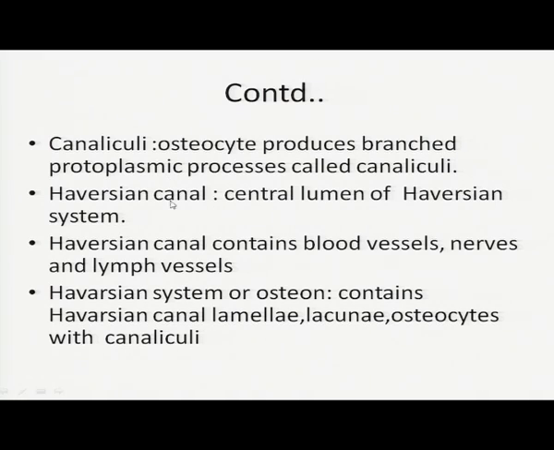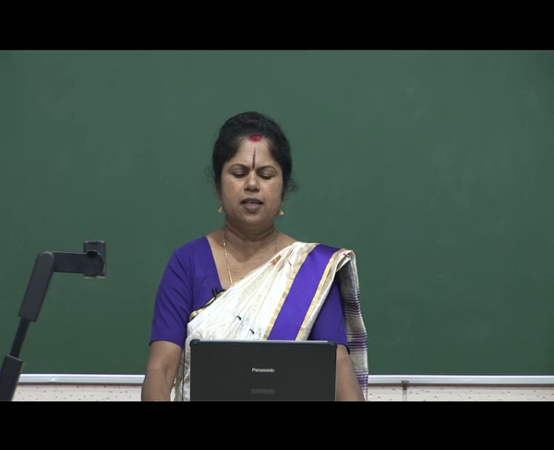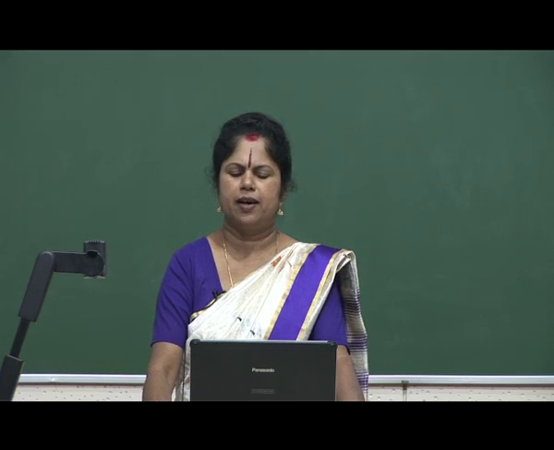I have already told you, at the center of each Haversian system, each concentric unit, you can see a central lumen, and it is known as the Haversian canal. And the Haversian canal, when you are observing, contains blood vessels, nerves as well as lymph vessels. Thus, we can call a single Haversian system an osteon.